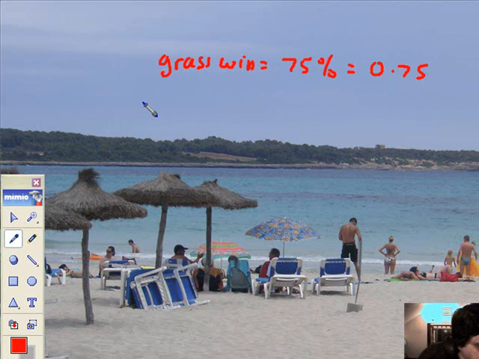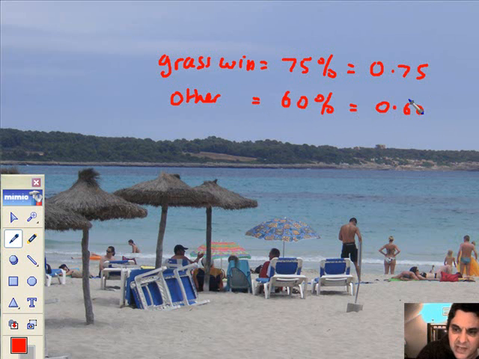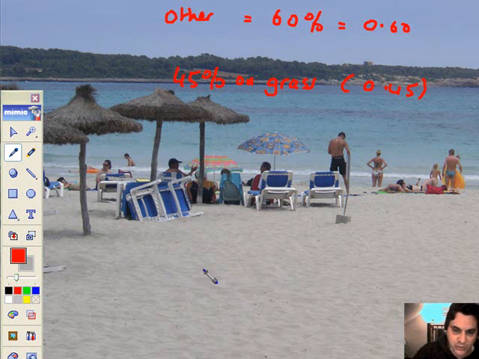And on other courts, she has a 60% chance of winning. So other, I've got a 60% chance of winning, otherwise known as 0.60. So it looks in keeping with that one, just above there. She plays 45% of her games on grass. So 45% on grass. In other words, 0.45 is the probability of her playing on grass. And it says, use a tree diagram to find the probability that she will win her next game.